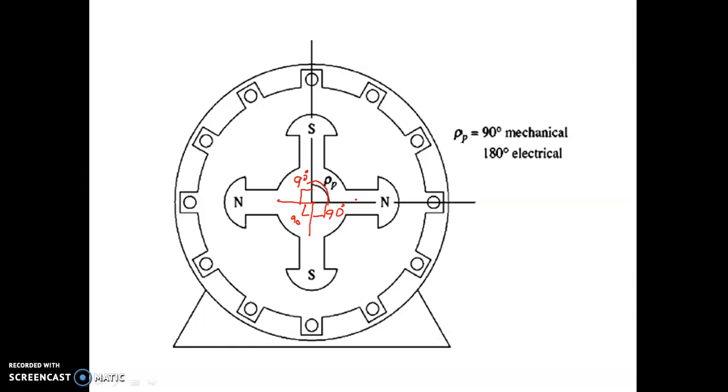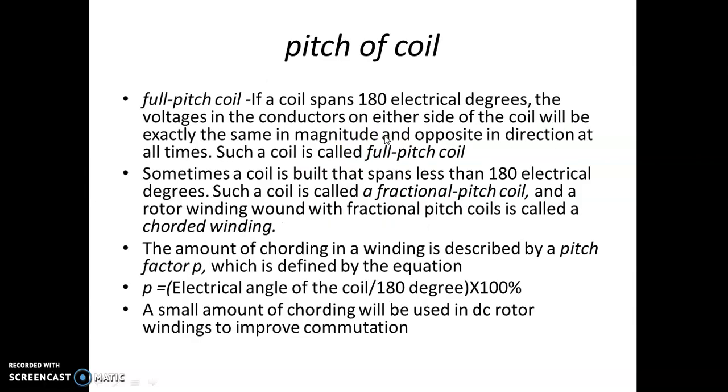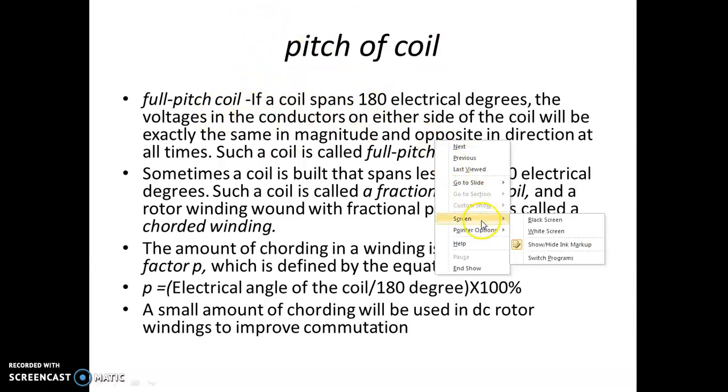Full pole pitch in mechanical is 90, but electrical is 180, irrespective of number of poles. Whatever pole you are giving, by changing the number of poles you are changing the mechanical pitch, but electrical angle remains the same. Electrical angle does not change. So some definitions of pitch I have written here. You can see there are certain definitions.